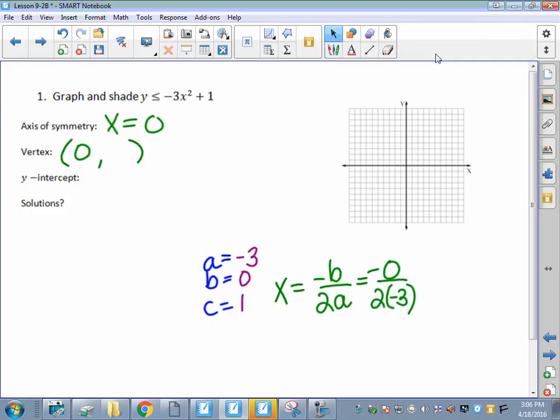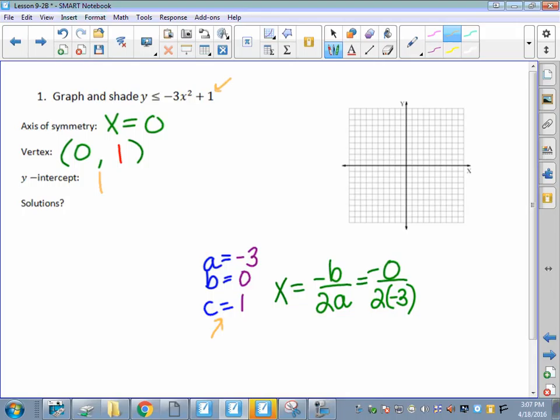Now you might have seen that this is already in vertex form, and you might have noticed that it would shift left and right not at all, but it would shift up 1 on the y-axis. So if I plug in a 0, or if I see it as vertex form, my parabola's vertex will be at 0, 1. Y-intercept, not a lot of good information here. Also at 1 because that's my C value.